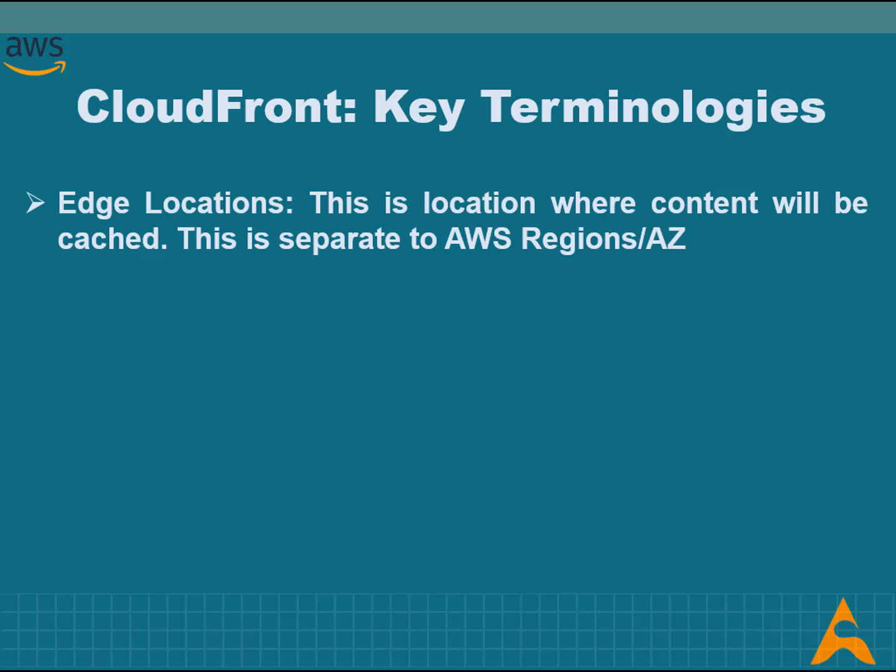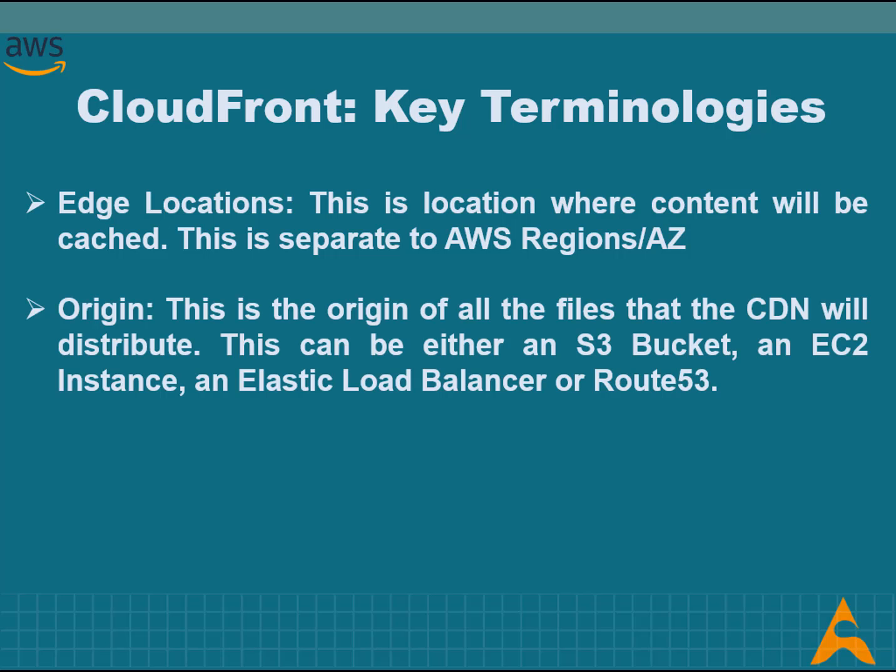Edge locations are the locations where content is cached. Edge locations are available around the world. There are currently around 56 edge locations. We should also know the origin. Origin is the place where all your website files are stored, and the CDN will distribute them. In our case, the origin is India for our website. In terms of an AWS origin, it could be an S3 bucket, EC2 instance, elastic load balancer, or Route 53. In most common cases, it is going to be an S3 bucket or EC2 instance.